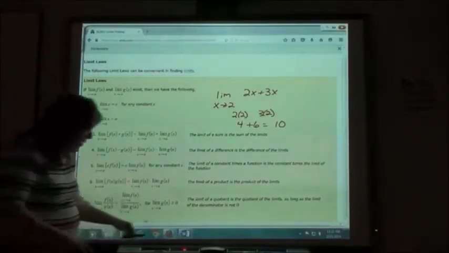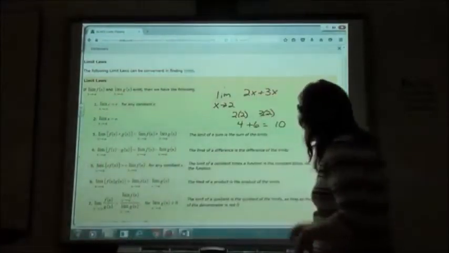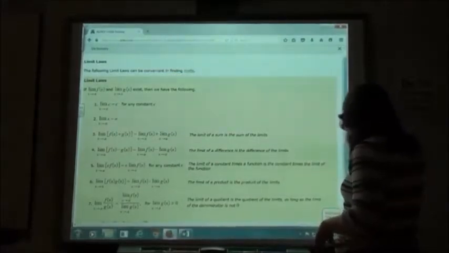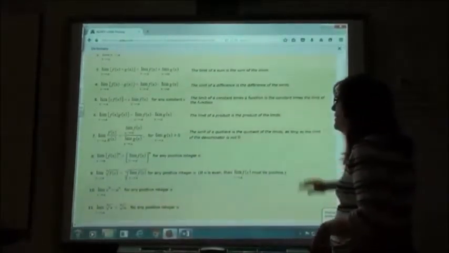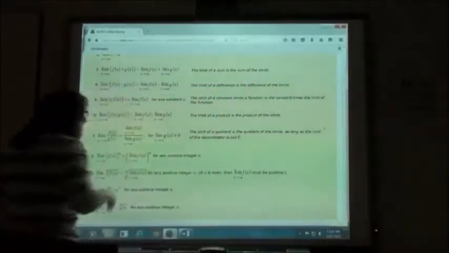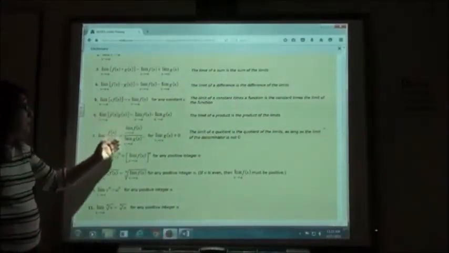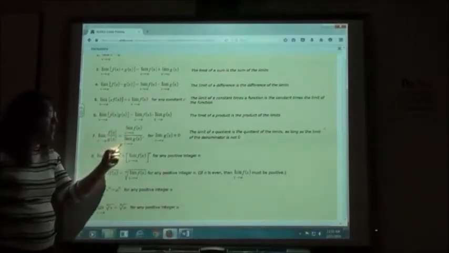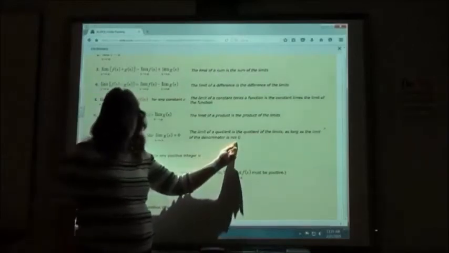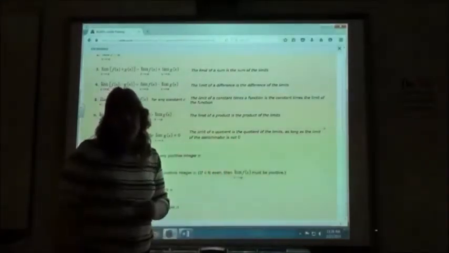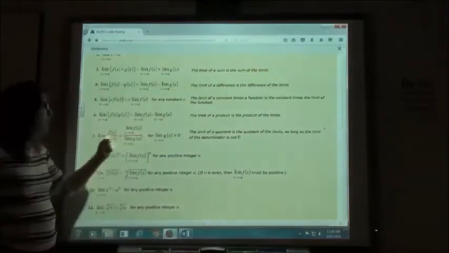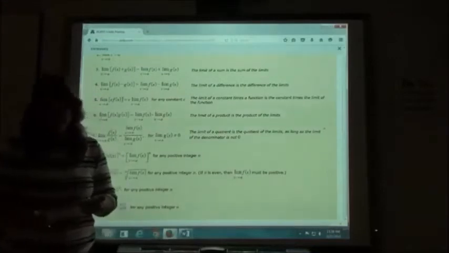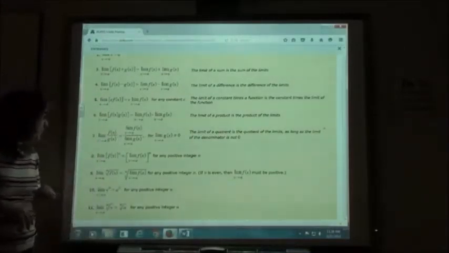Now number 7 is one that's maybe a little more important to look at. If I have a fraction, normally I would find the limit of the top, the limit of the bottom, and then divide my two answers. But what I have to be careful of on my fraction is that my denominator is not 0. We know that division by 0 is undefined. We're going to have a whole bunch of them where the bottom is 0, and we have to take a different approach to finding the limit other than just plugging the number in and solving.